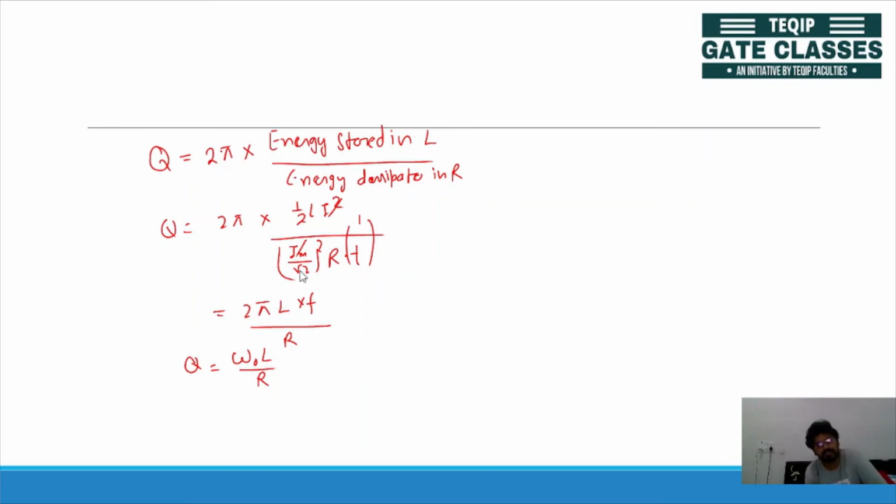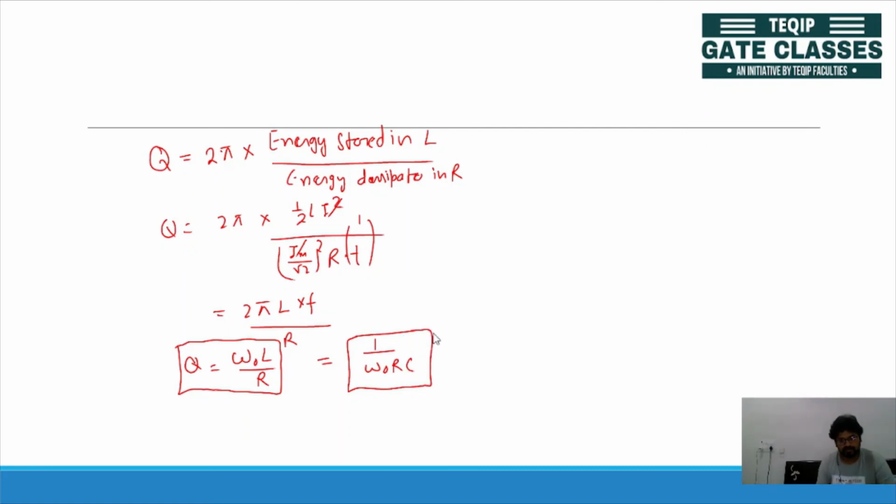at resonance, the peak energy stored in inductor and the energy dissipated in resistor, so you'll get a formula for quality factor. If you write energy stored in capacitor, you'll write half C V square here. So for energy stored in capacitor, you will also get a formula for this Q quality factor, and that will be omega naught R C.